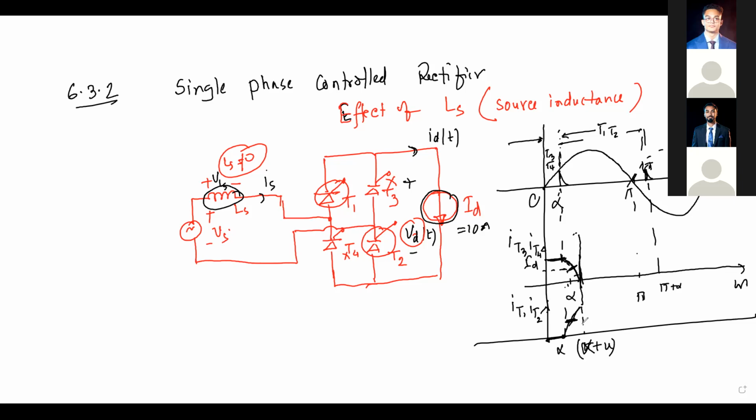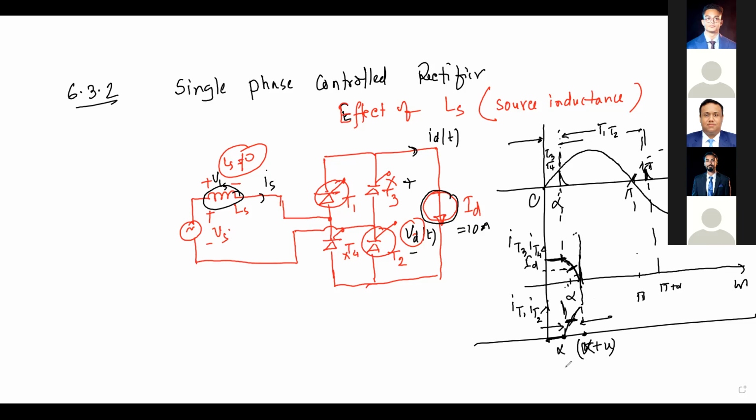So what is this angle then? If this is alpha and this is alpha plus U, then what is this angle? This is U, right? So U is the commutation angle. So commutation is going on between this angle, right?